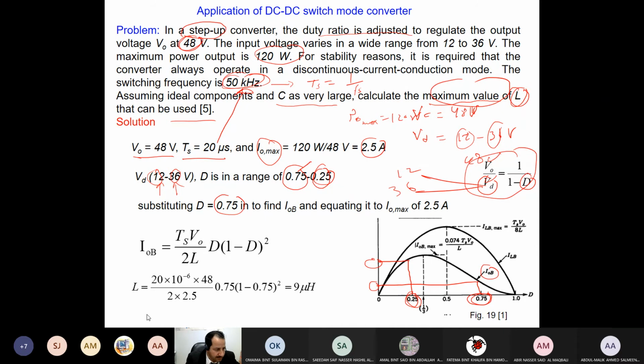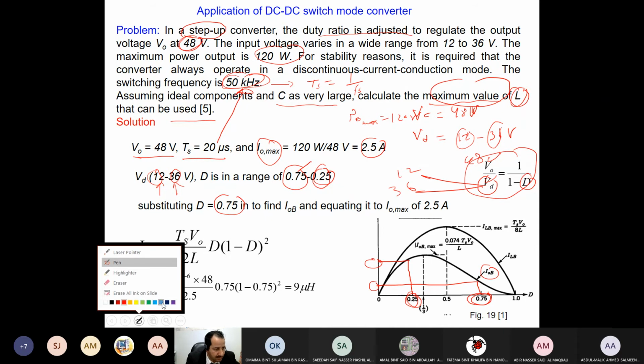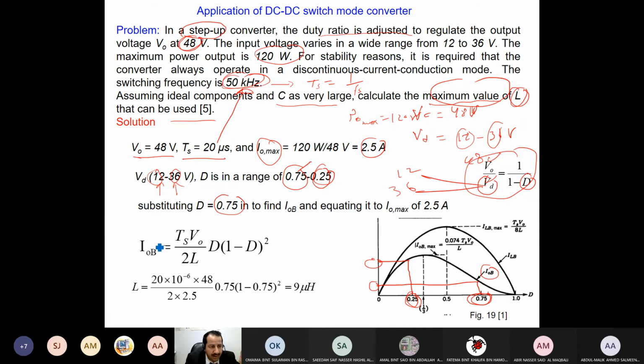you can see here. I selected D to be 0.75. Okay, and I have the current. Let me substitute the current here. TS I calculated. VO I have it. D I have it, which is this 0.75. I substitute to find L. I got this L. You may say, okay, can I do the calculation without looking at this graph?